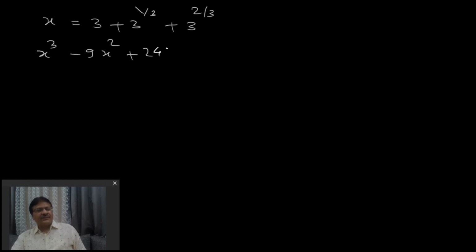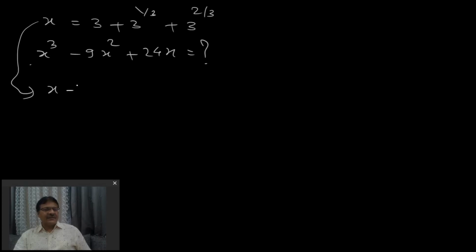If I say x equal to 3 plus 3 power 1 by 3 plus 3 power 2 by 3, and I am asking you that x cube minus 9x square plus 24x is what? That is my question. If I put x this bigger value here, then it will be very difficult to solve it.